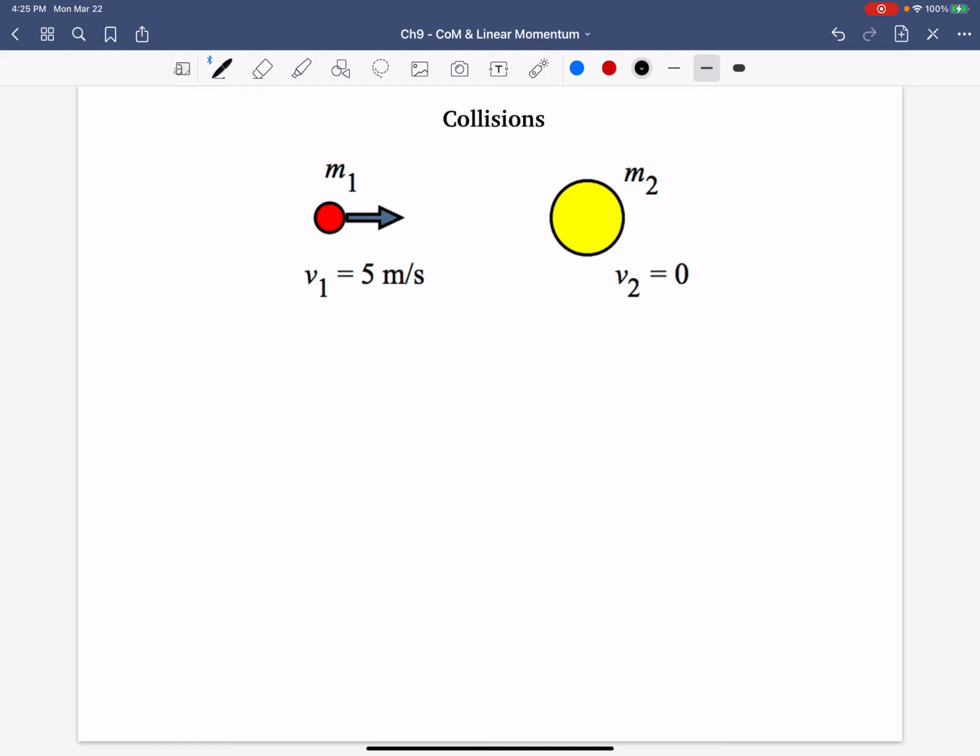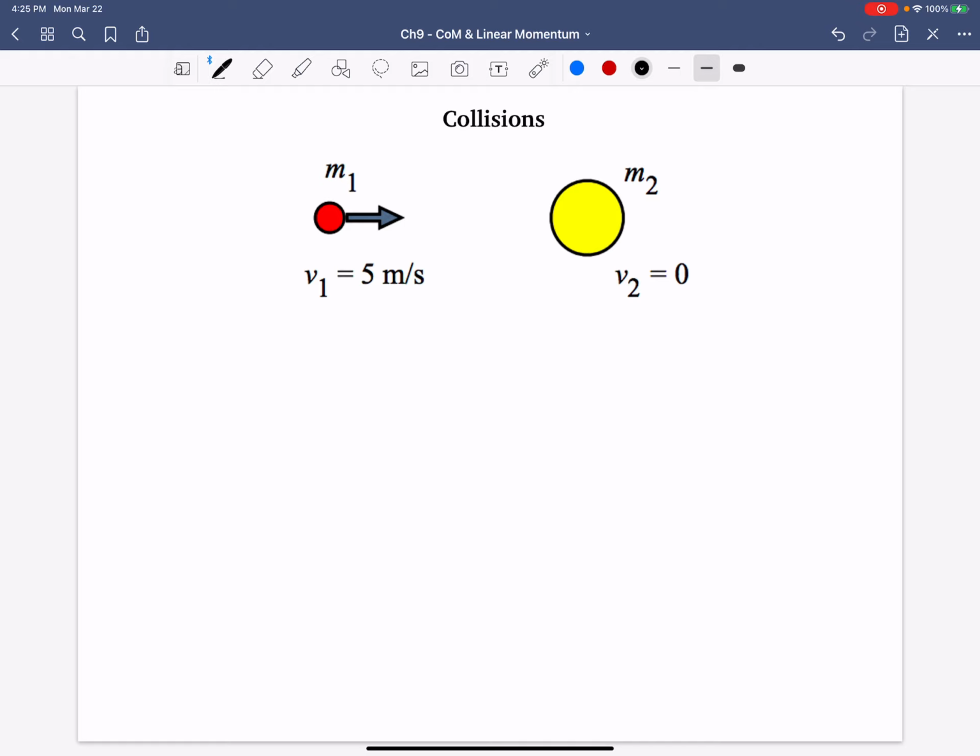Okay? So what we have here is a red ball of mass m1 and speed 5 meters per second. We'll call this the initial speed, because it's pre-collision. Mass 2 is not moving. But let's hold off on numbers for right now. So if mass 1 is moving and mass 2 is not, what's going to happen?